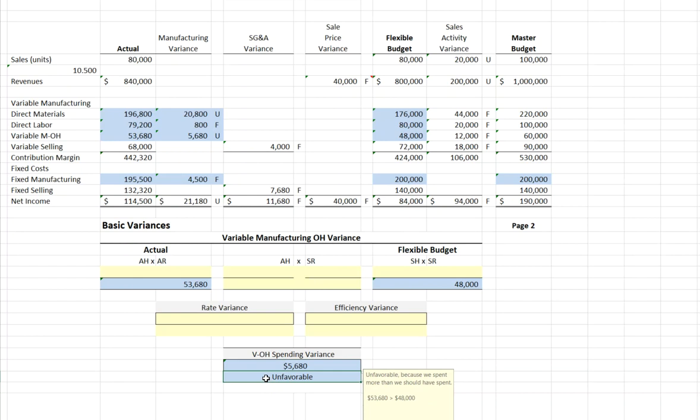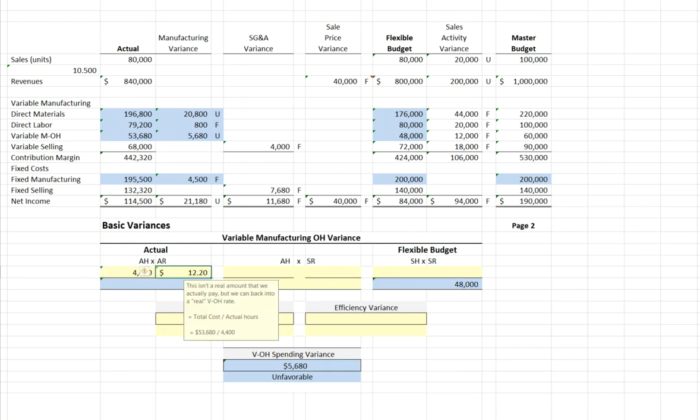And that's because we spent more than we should have. Let's go ahead and prepare and calculate our variances. Again, we were told we worked 44,000 actual hours. We don't have an actual variable overhead rate, but of course we can back into it by taking our total variable overhead cost of $53,680 and dividing it by our 4,400 actual hours.